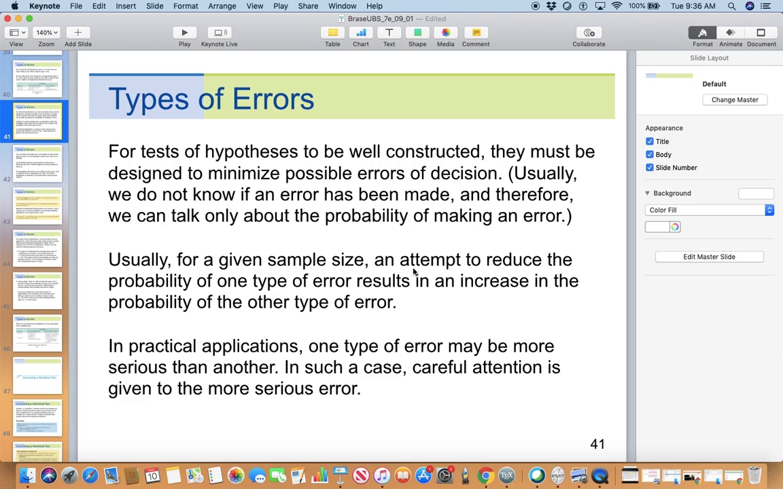Usually for a given sample size, an attempt to reduce the probability of one type of error results in an increase in the probability of the other type of error. Understand, an attempt to reduce the probability of one type of error results in an increase in the probability of the other type of error. So this is interrelated, right? In practical applications, one type of error may be more serious than the other. In such a case, careful attention is given to the more serious error. All right.